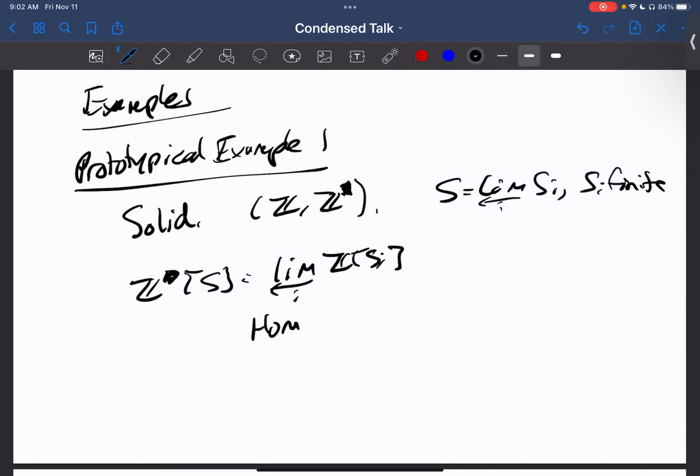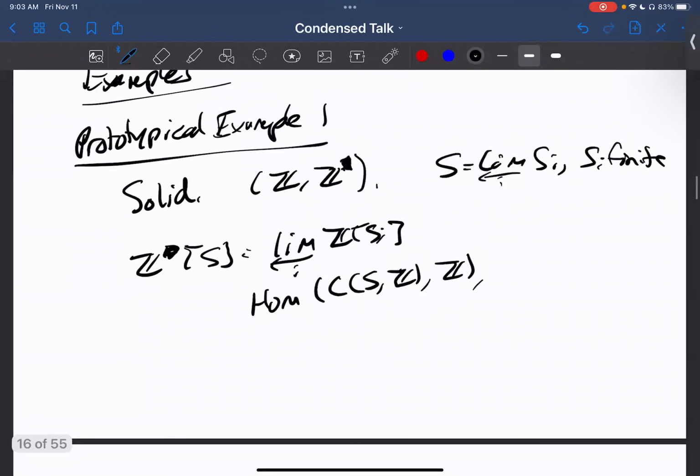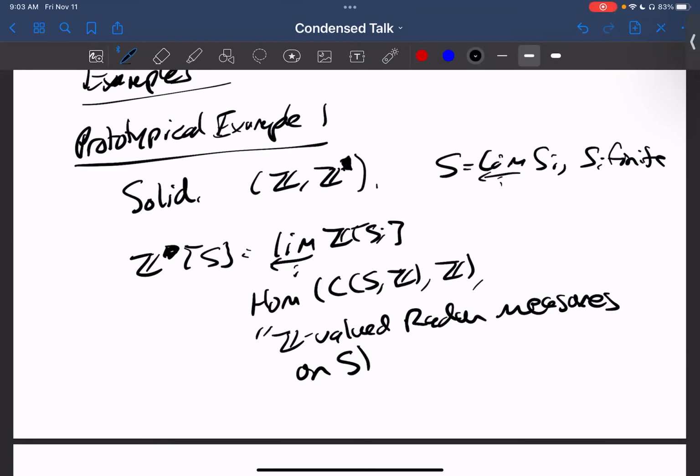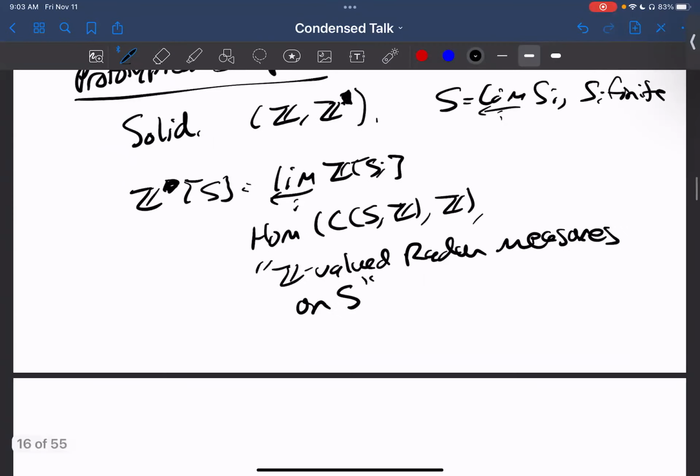Equivalently, you can define this as Hom from the free abelian group of continuous maps from S to Z, to Z itself, so some sort of dual here. This is what you might call the Z-valued Radon measures, if you've heard that term. It's an analysis term on S. Okay, and we can see, in fact, that this is isomorphic to a big product of copies of Z.